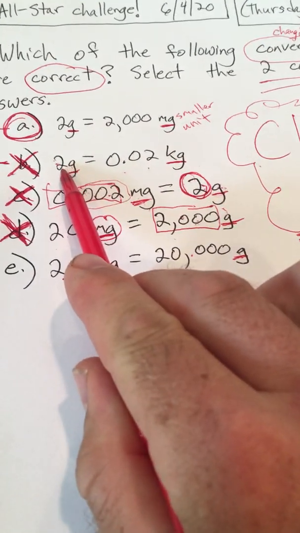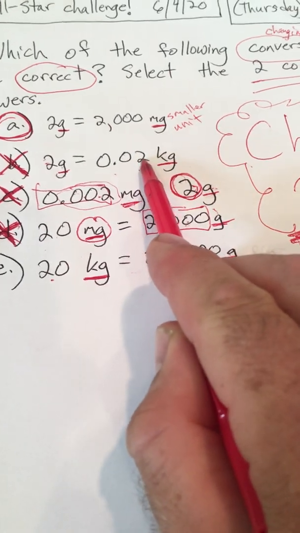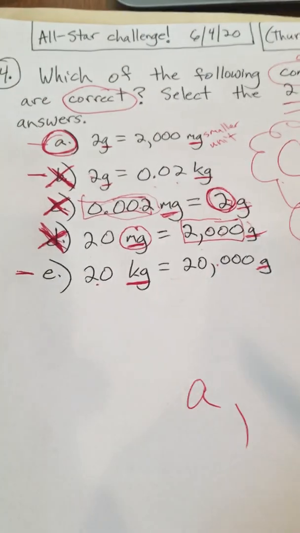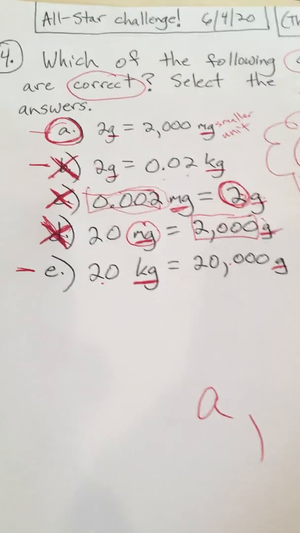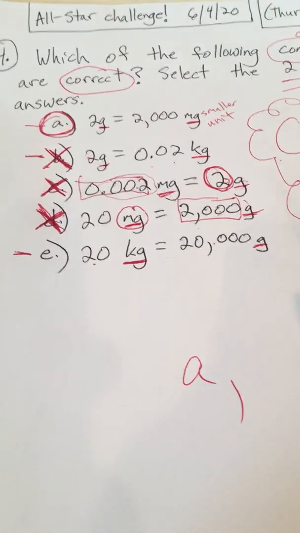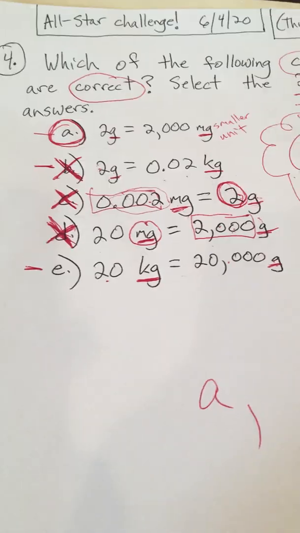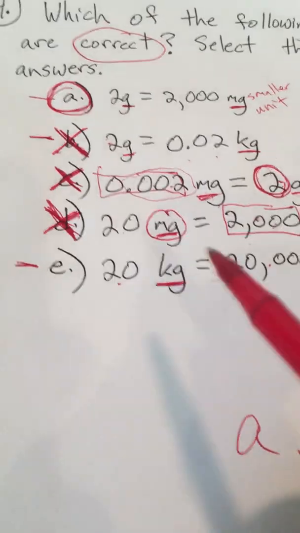You only have to move it over 2 place values, 1, 2, to get it over to 0.02. That means it was 100 times bigger. So that can't work. All right, so that one's wrong. We know now that E is going to be the right answer, but let's make sure.